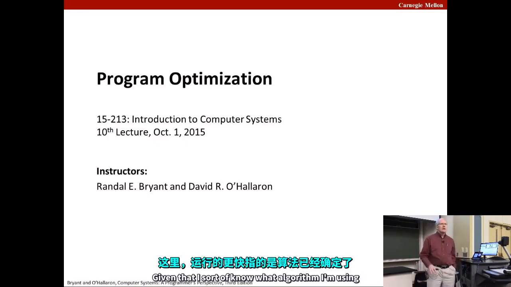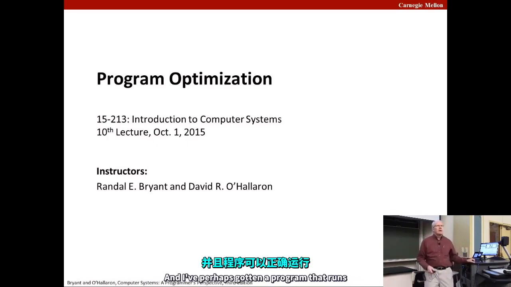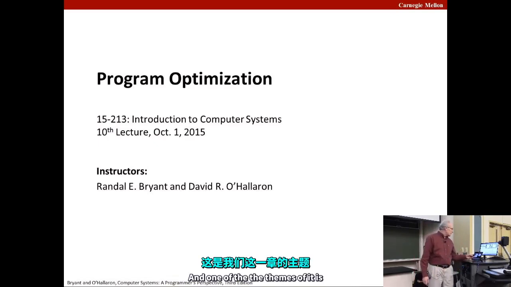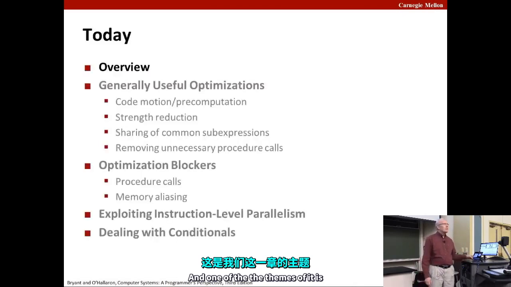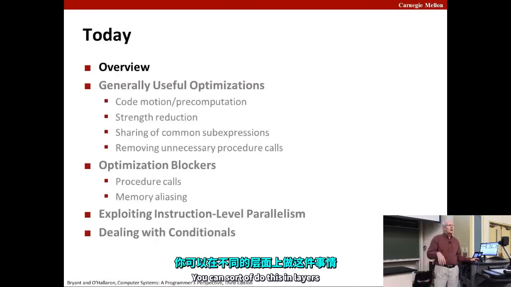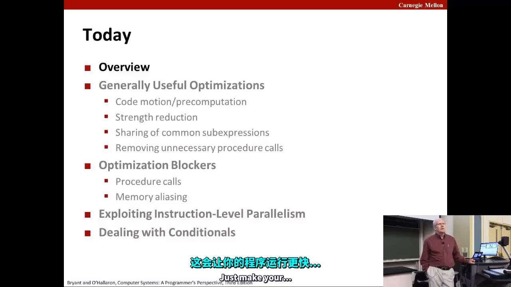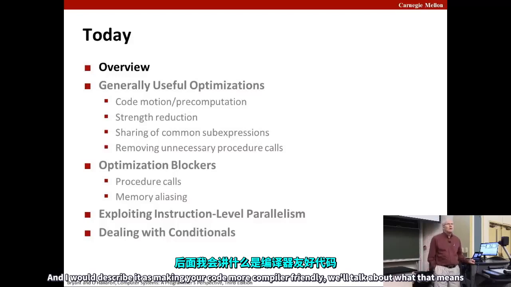Given that I know what algorithm I'm using and I've perhaps gotten a program that runs, how can I make it run faster? One of the themes is you can do this in layers. First of all, do the things to avoid what makes programs run slow across a wide variety of machines. I would describe it as making your code more compiler friendly. And we'll talk about what that means.